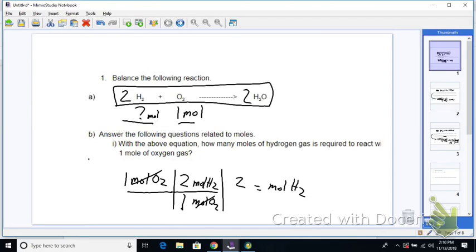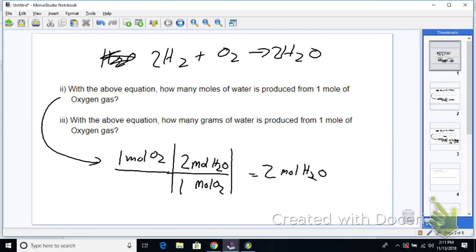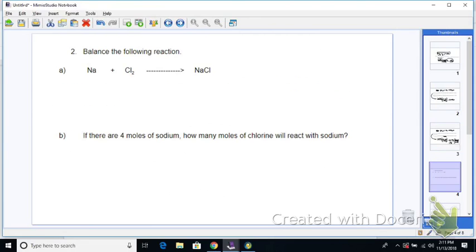Sometimes we're given amounts that we have available to react, and we're asked how much can be produced or how much of the other substance needs to be reacted. So in this one we have 1 mole of oxygen, we need 2 moles of hydrogen to go with it. On this one it's asking how many moles of water you're going to make, and so we use the same ratio to find water. So they get a little tougher.